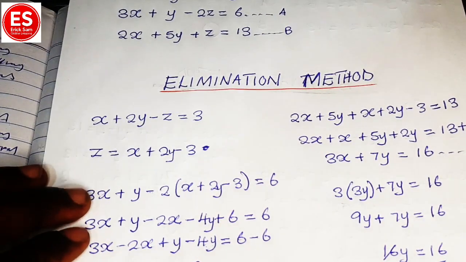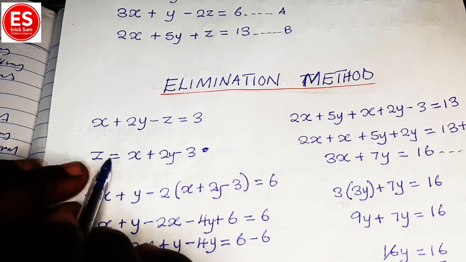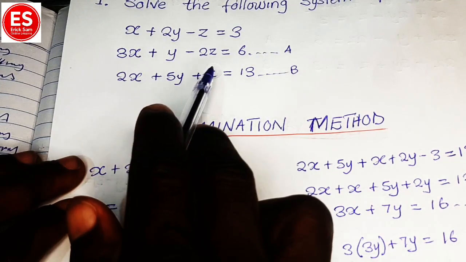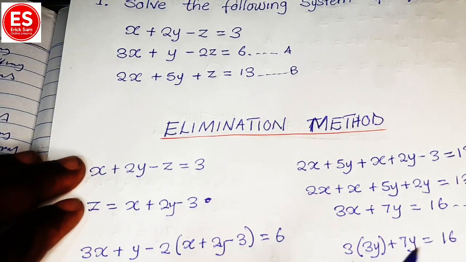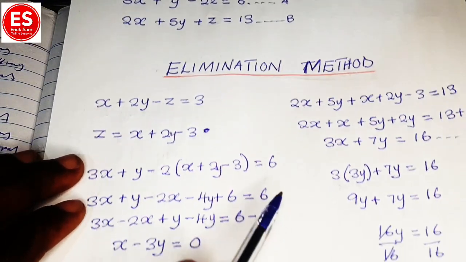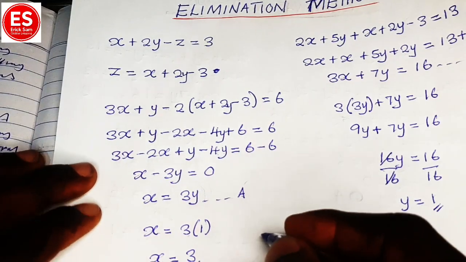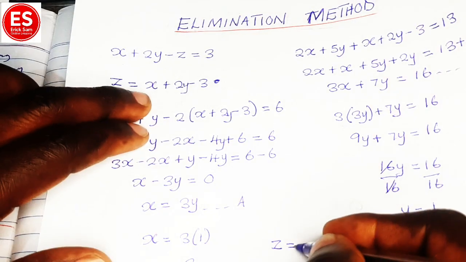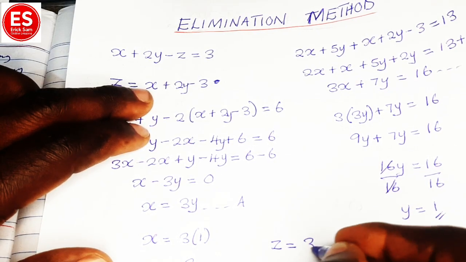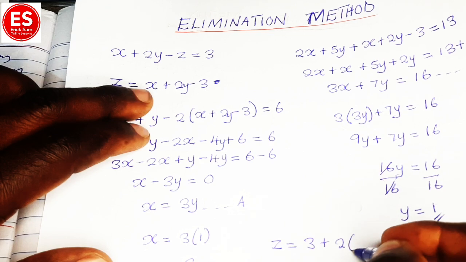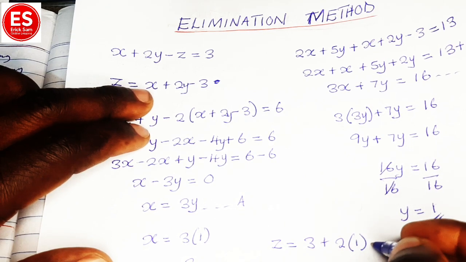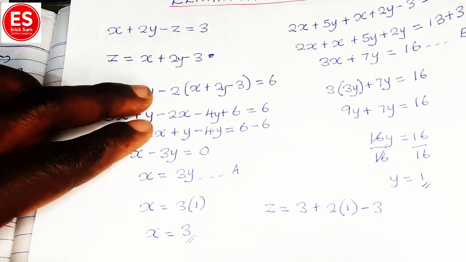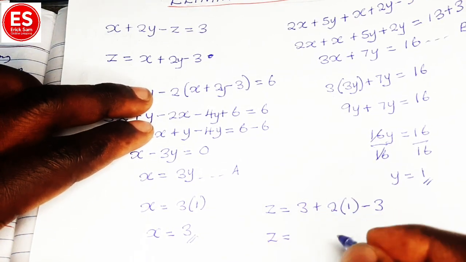Now let's find the value for z. To find the value for z, you can use the one that you started with, or you can use any of these. You substitute the values where there is x and y, then you are going to find the value of z. It doesn't matter. Now let's pick the one that we used at first. So z is equal to x plus 2y minus 3, so 3 plus 2, where there's y we put 1, minus 3 there.